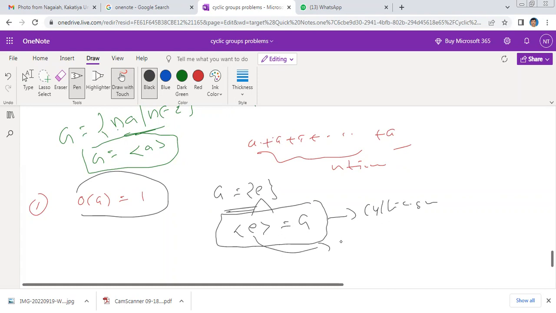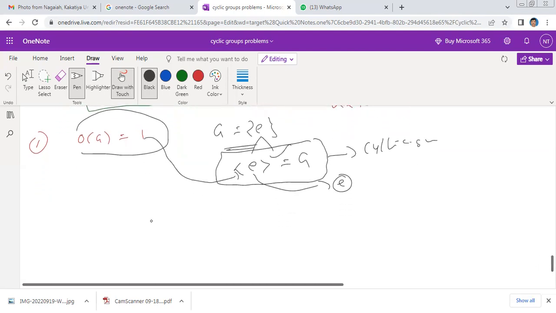E is the generator. I am saying a very important note here. This is the only case where the identity element is a generator. Only when the order of G is equal to 1 does the identity element become a generator. In other cases it is never a generator. Why? For example, I'm taking 2 elements. Suppose G is equal to {1, minus 1}.